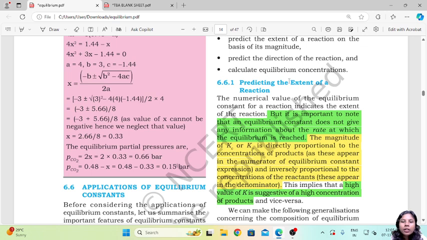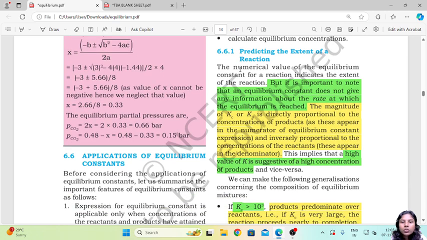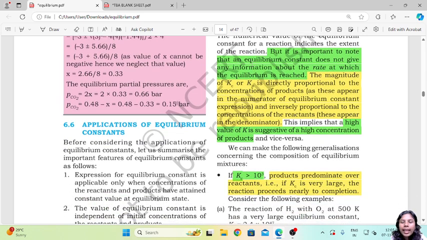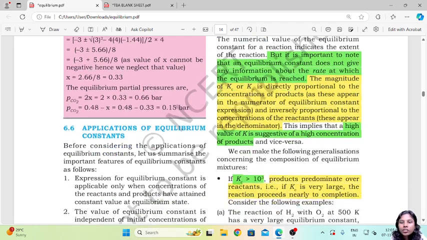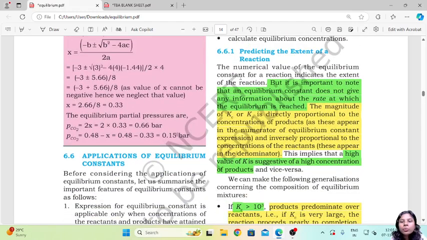Now talking about predicting the extent of a reaction. The numerical value of the equilibrium constant for a reaction indicates the extent of a reaction. But it is important to note that an equilibrium constant does not give any information about the rate at which the equilibrium is reached. The Kc value which is found here indicates the extent of the reaction, as to how far the reaction will proceed, but it does not define the rate at which this equilibrium is reached, what is the speed or how long it takes for this equilibrium to be reached.